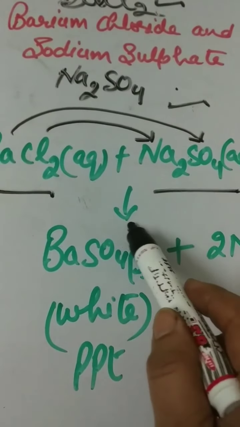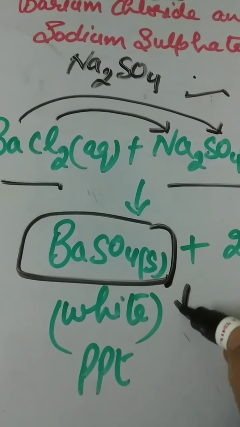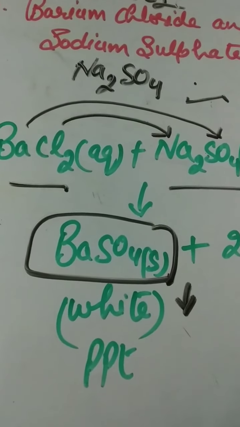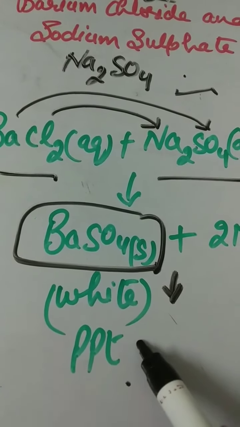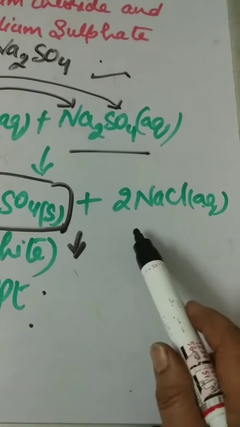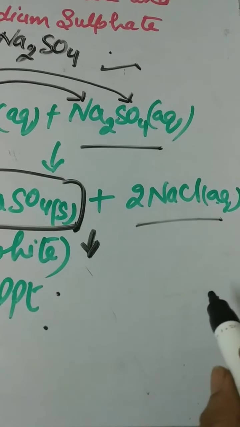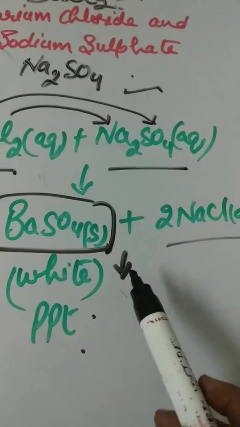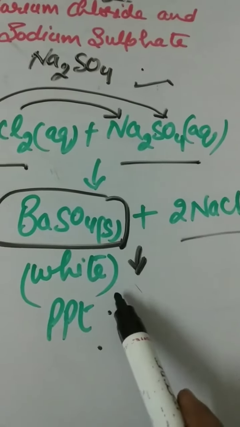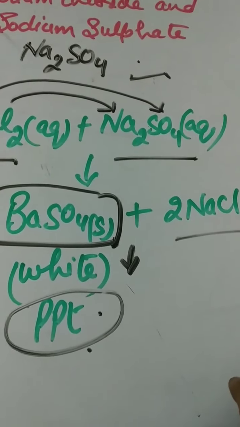The barium sulphate, BaSO4, is formed as a product in precipitate form, which is white in color, and the second product we get is sodium chloride, which is colorless. And in product formation, the white precipitate will settle down in the test tube.